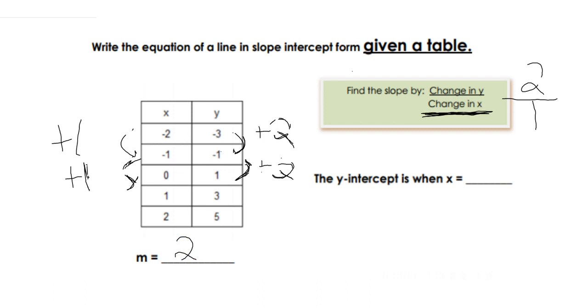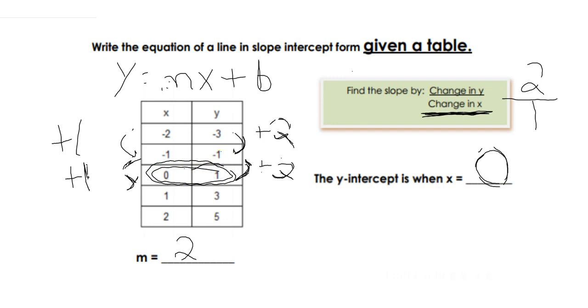Now the second part that we need, because remember we've got y equals mx plus b. So we just found our m, which is 2. Now I've got to find my b, which is my y-intercept. And the great thing about the y-intercept is we can find it by finding what y is when x equals 0. So if I look in my table, this makes it really easy. Here I can see that when x is 0, y is +1. So I can say that my y-intercept is equal to +1.